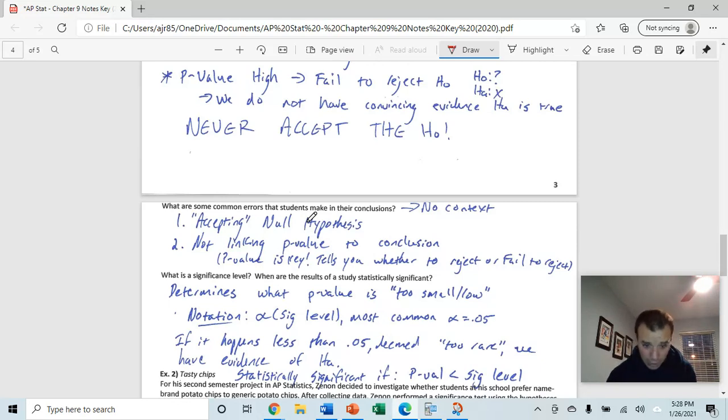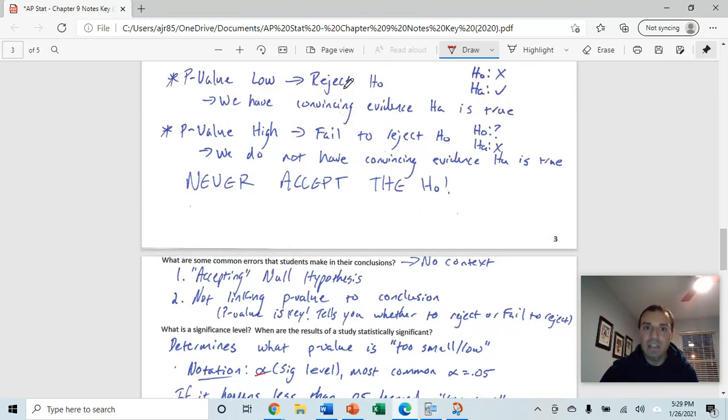Well, the thing that we use to determine a low p-value is called a significance level. Okay, we define it by the Greek lowercase letter alpha as seen here. The most common significance level that's used is 0.05. So basically what we're saying is if your p-value is below 0.05, it's deemed too rare that the null could be true, and therefore we have evidence of the alternative. So you're always going to be taking that p-value and comparing it to alpha, okay? Comparing it to the significance level.